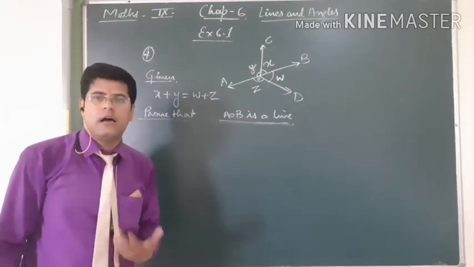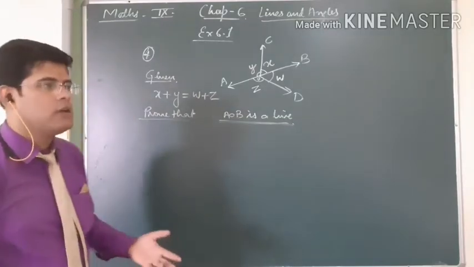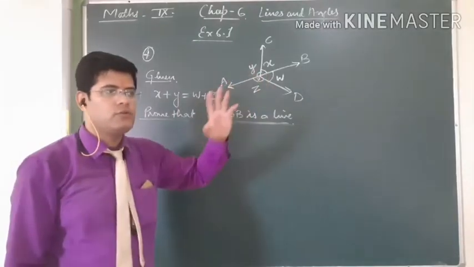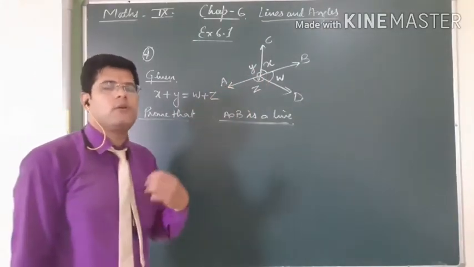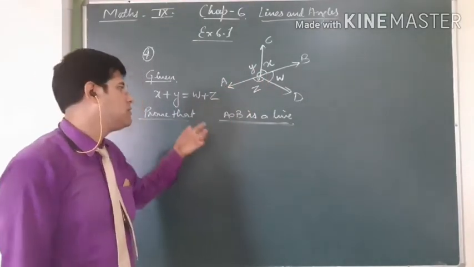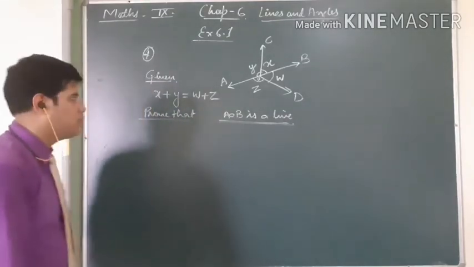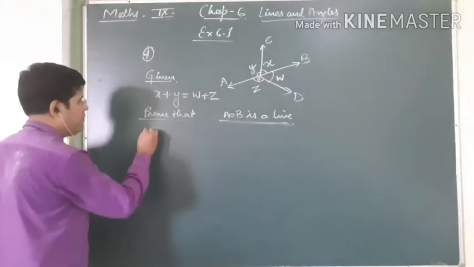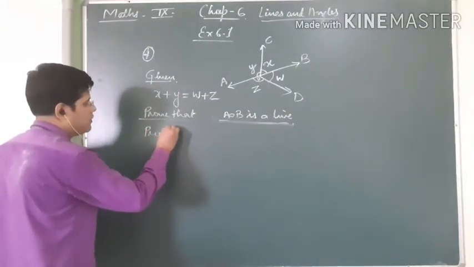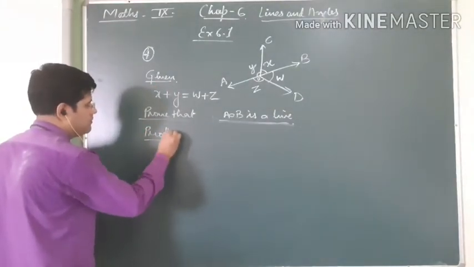Some student may ask, it is given as a straight line, so why do we not use that? Because the question asks from your side to prove that this one is a straight line, so we cannot write it as a straight line. So how do we prove that? Listen, it's very simple.